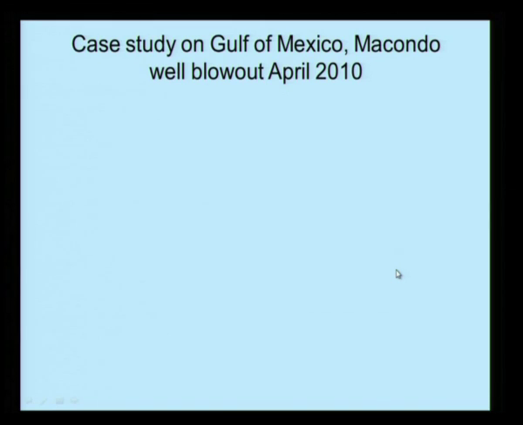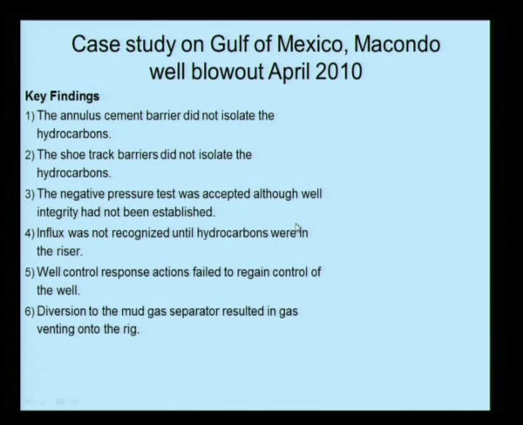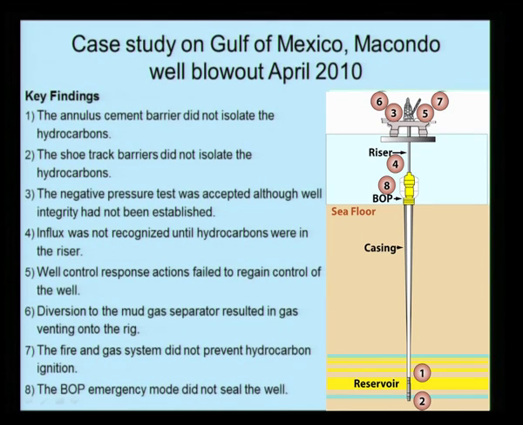We will now take up the second case study, which is on the Gulf of Mexico Macondo well blowout in the month of April 2010. There are some key findings related to this blowout. On the right hand side is a schematic view of this blowout. This is my drilling rig, this is my riser, this is my blowout preventer, this is my sea floor. I am keeping my BOP just above the sea floor. These are my casing, this is my reservoir which I am showing in the yellow color. These show the flow of the reservoir into my drill well.